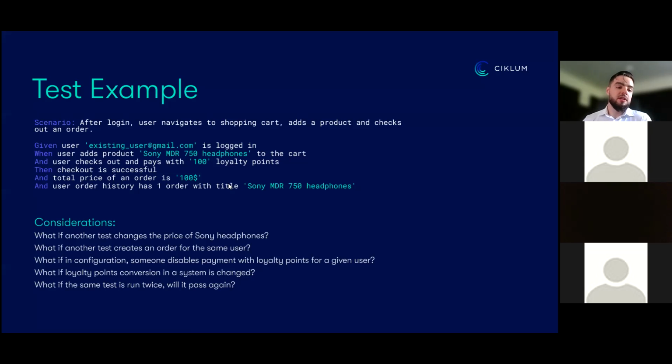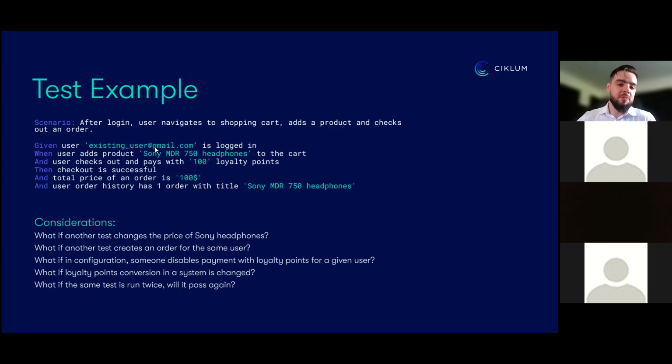Now let's look at a test example to illustrate this point even better. This is a simple test case in SpecFlow format, a BDD framework for .NET. This test checks the shopping cart and checkout functionality. Our scenario is as follows: we log in, navigate to our shopping cart, add a product, and check out the order. And the steps look like this. This is an example of a bad test case, just so you know.